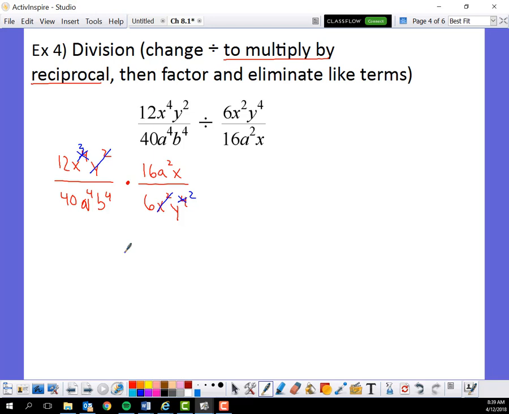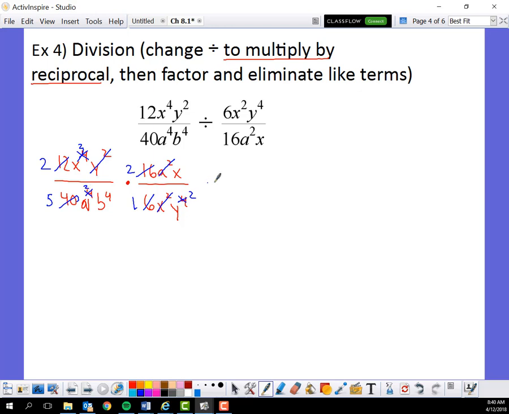Okay, so then the next thing we can do is let's clean up our constants. So 6 and 12 are both divisible by 6. So 6 divided by 6 changes that to a 1. 12 divided by 6 changes that to a 2. 40 and 16 are divisible by 8. So 40 divided by 8 would be 5. 16 divided by 8 would be 2. And the other thing that I see here is I've got an a squared, which is going to make this a squared in the bottom.